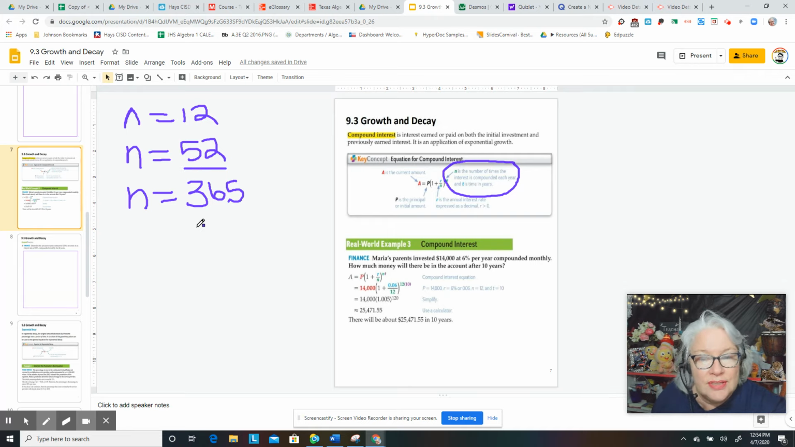Each week interest is calculated. Each month interest is calculated. Does that make sense? So you have to read the problem and then decide how many times the interest is being compounded. It'll normally flat out tell you in the problem.